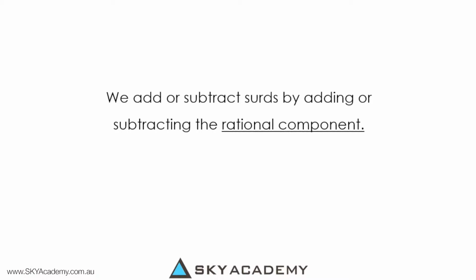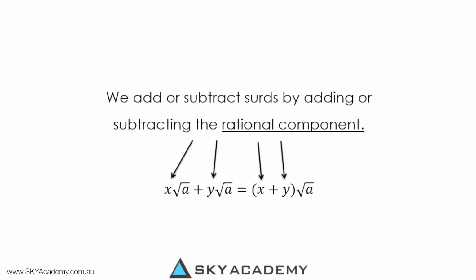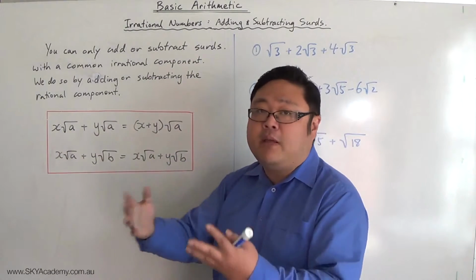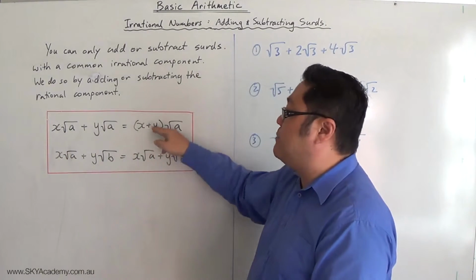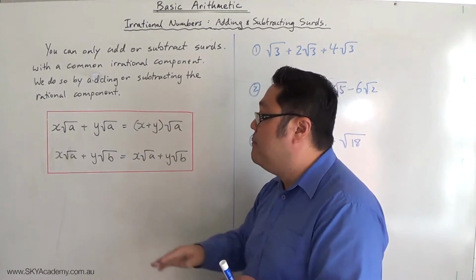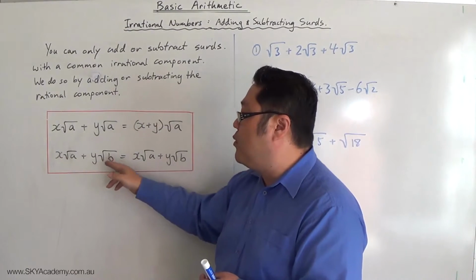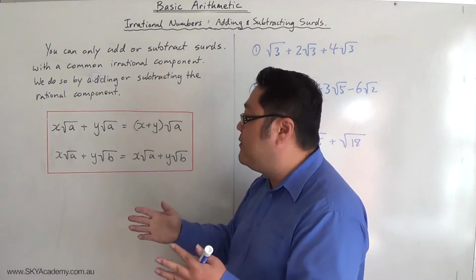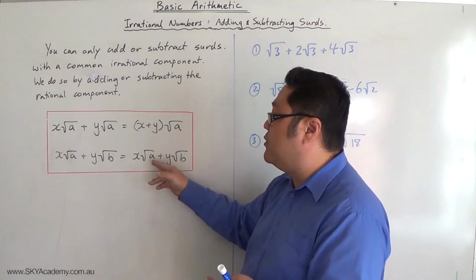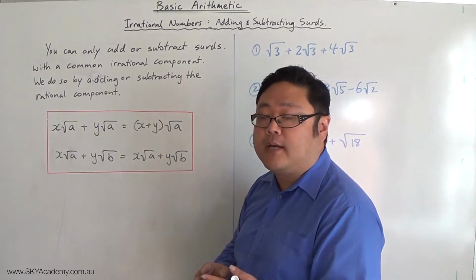We add or subtract surds by adding and subtracting the rational component. So the rational component is the number outside or the number in front of the surd. So if you've got x root a plus y root a, how many root a's do you have? You have x plus y of them. X plus y root a, right? But if you've got x root a plus y root b, you're left without being able to simplify any further. So you're just left with x root a plus y root b, okay?